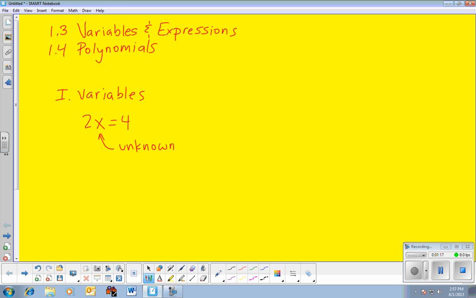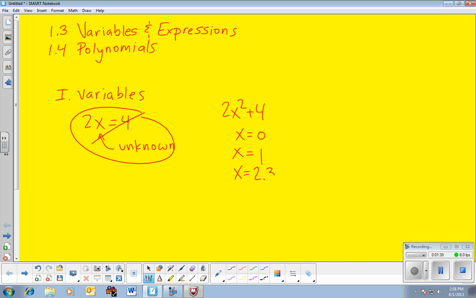So here's my non-example of a variable. I could give you the expression 2x squared plus 4. Now x is a variable because I haven't put an equal sign. The equal sign is what restricts it and makes it an unknown. But here, x can be whatever I want. I can say let x be 0 and plug that in. I could say let x be 1. I could say let x be 2.37. I can let x be anything I want. I can vary it, and I would plug those values in for x to see what I got. So that's just some technicality stuff to get us started.